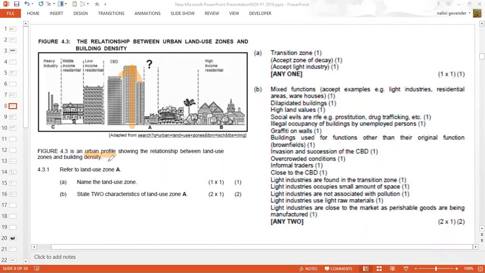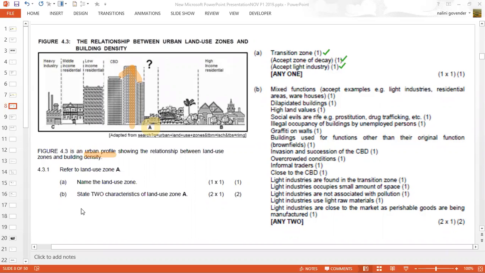Now, it says refer to land use area labeled A, and let's see what land use area labeled A is going to be. And there's area A here. Like we said earlier, area labeled A is going to be the transitional zone. And there it says the area labeled A is our transitional zone. Here's your mark. Other acceptable answers: zone of decay, light industrial zone, area of mixed function.